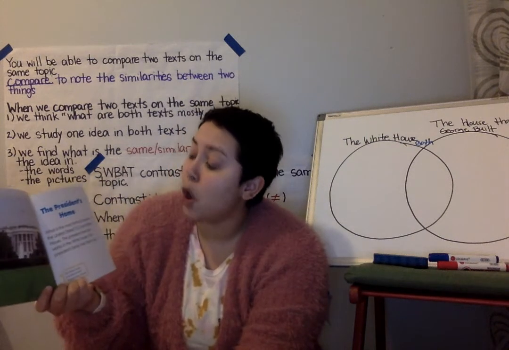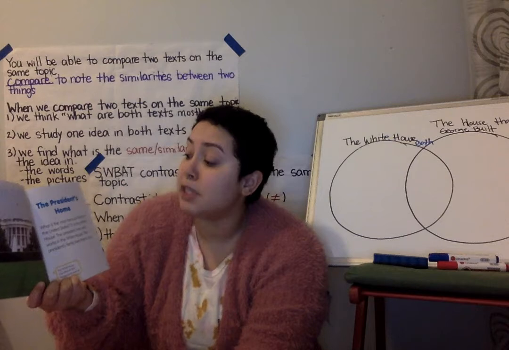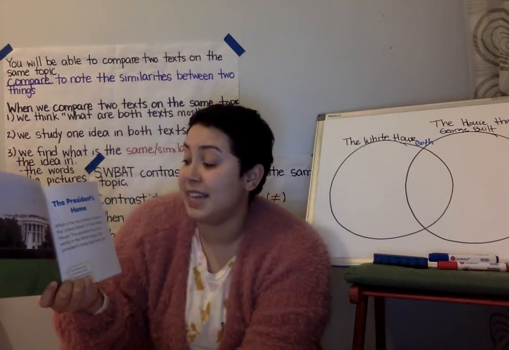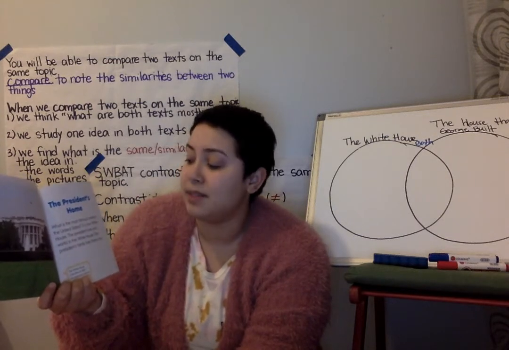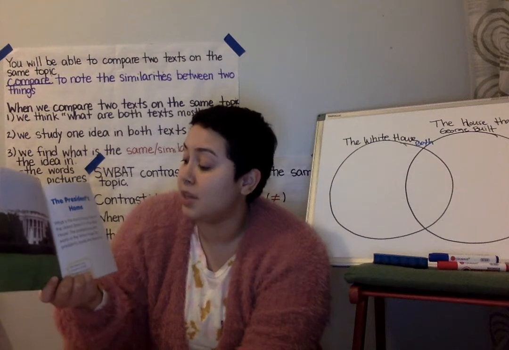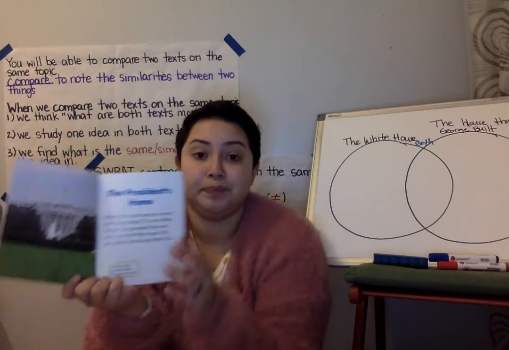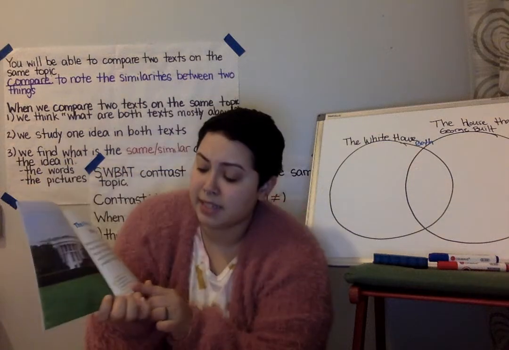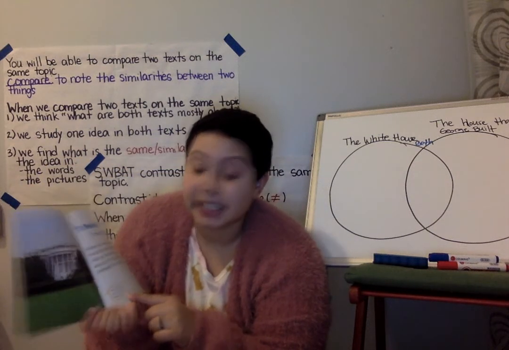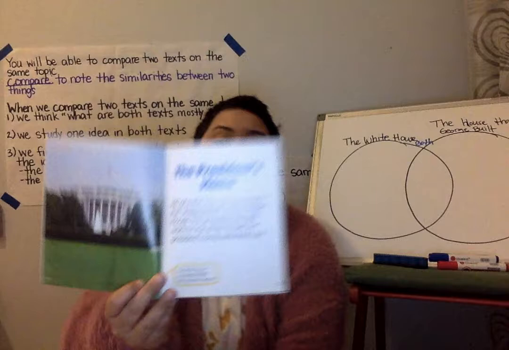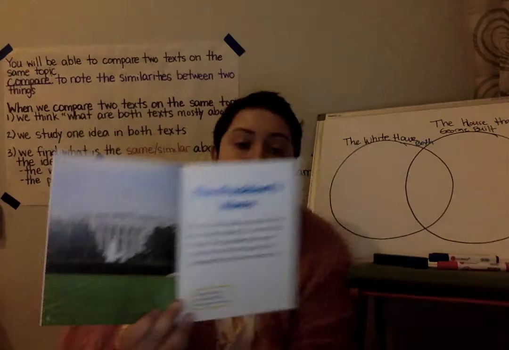The president's home. What is the most famous home in the United States? It is the White House. The president lives and works in the White House. The president's family lives there too. And here it says, the White House is located at 1600 Pennsylvania Ave. Let's keep reading.